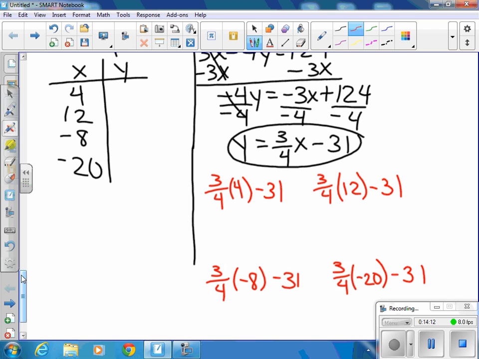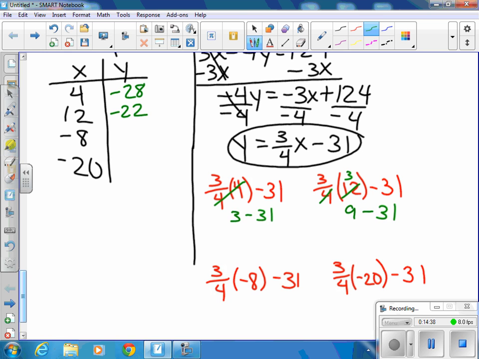Right? So when we do our work up here, 3/4 times 4, the 4's cross off. That leaves you with 3 minus 31. Right? And 3 minus 31 is going to give you negative 28. So you fill that in next to the 4. Come over to the next problem. 4 goes into 12 3 times, so cross the 12 out, make it a 3. Now multiply 3 times 3 and you get 9 minus 31. 9 minus 31 is going to give you negative 22.